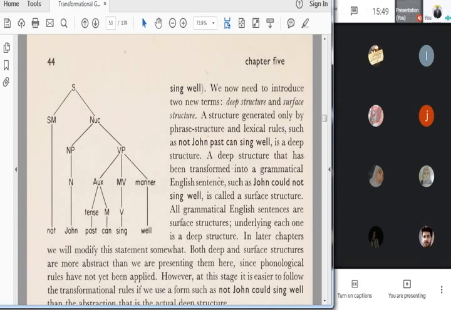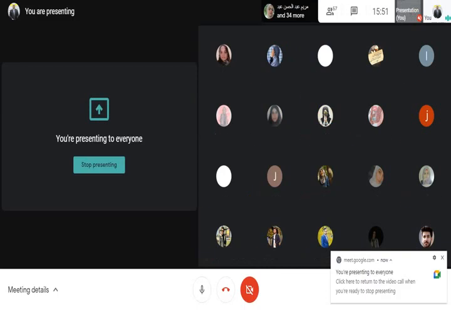A structure generated only by phrase structure and lexical rules, such as not John past can sing well. This is the definition of a deep structure. A structure generated only by phrase structure and lexical rules such as not, John, past, can, sing, well, is a deep structure. Okay? This is the deep structure.